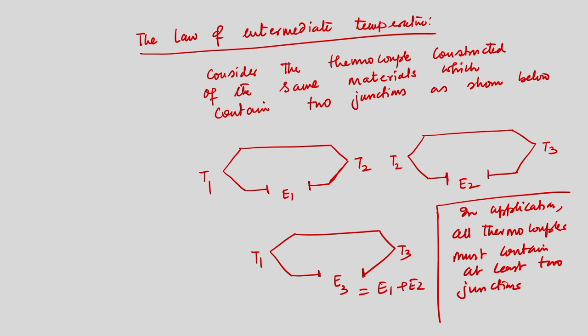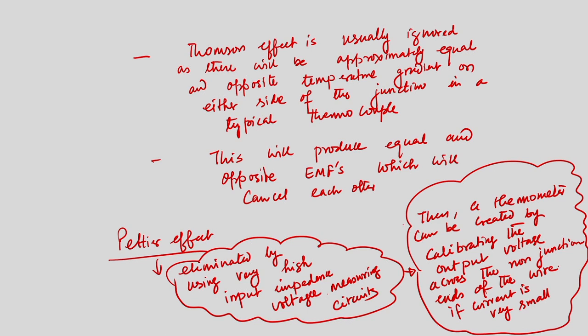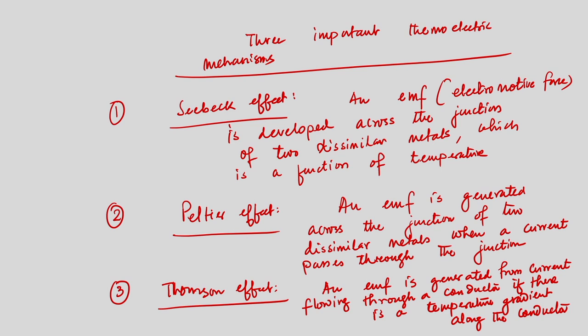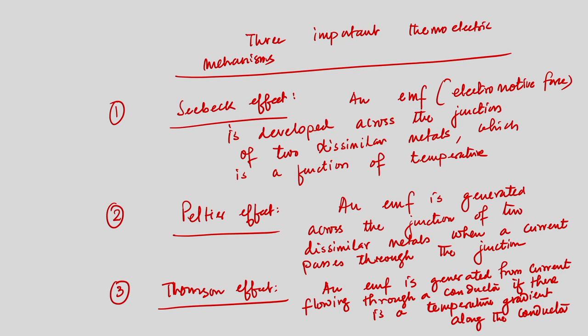So that means, if we now go to this constructional feature, this is the important effect, that an EMF will be developed across the junction of two dissimilar metals, and the EMF which is developed will be a function of temperature. If we now place one end at the reference temperature bath, where we know the temperature is 0 degree Celsius, while the other end is placed or connected at the place where we would like to measure temperature, then because of this temperature difference, we will have an EMF which is produced.